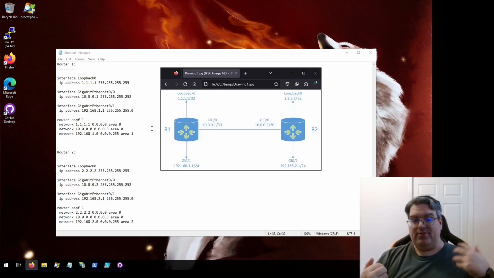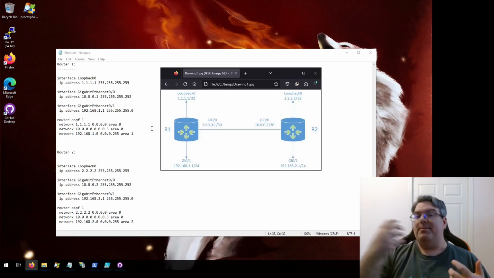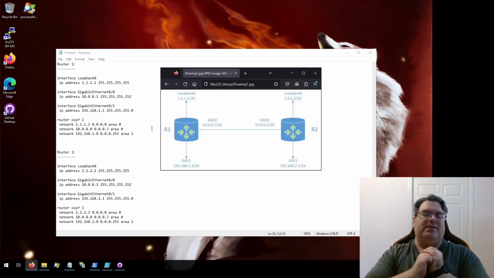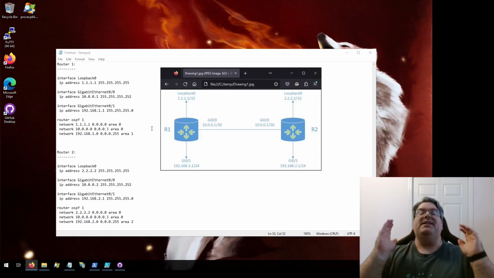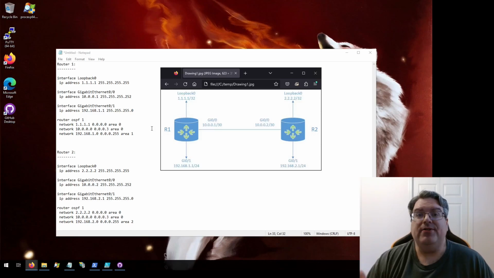Or maybe I have OSPF running internally and I've got ISIS or BGP running on another interface, and I want to take the routes that I'm learning from BGP and put them into OSPF, or I want to take the routes I'm learning from OSPF and put them into BGP. There is a lot, and I mean a lot, of complicated, extra, advanced stuff that you can learn about. And if this interests you, I would encourage you to dig into it, learn more about it. There's a lot there.